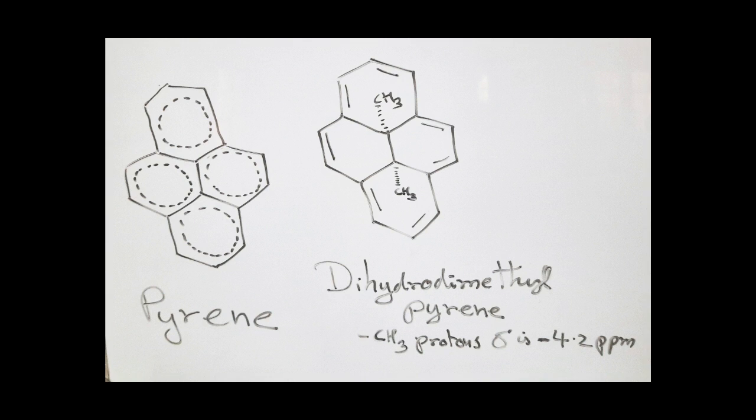The methyl protons of pyrene show a negative chemical shift value, minus 4.2 parts per million, because the protons lie in a shielded area produced by the circulation of pi electrons in dihydrodimethylpyrene. Similarly, in 18-annulene also, the 6 inner protons show a negative value, minus 1.6 parts per million, and the reason is that the 6 inner protons lie in an area where the circulation of the pi electrons in 18-annulene produces a secondary magnetic field that opposes the applied magnetic field, so those 6 protons show a negative chemical shift value.